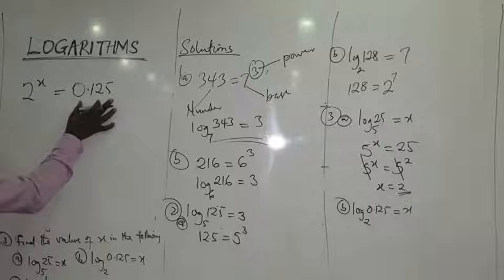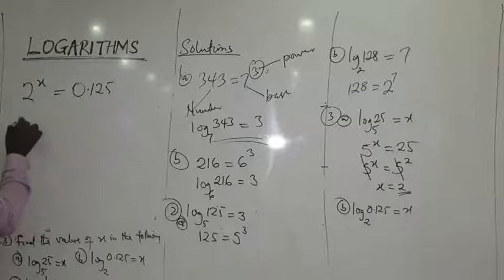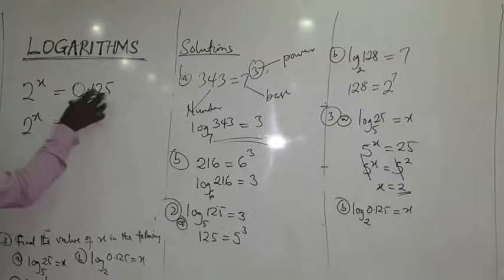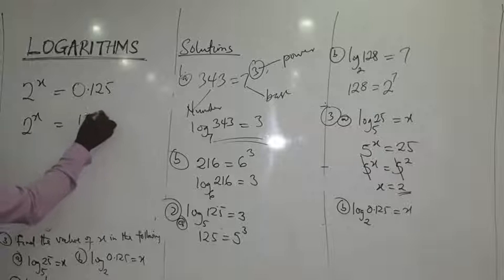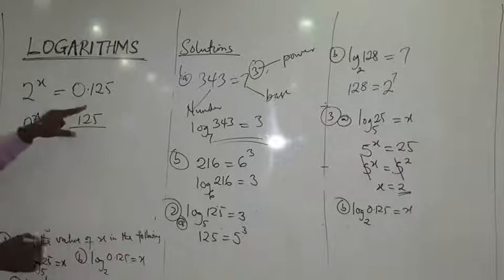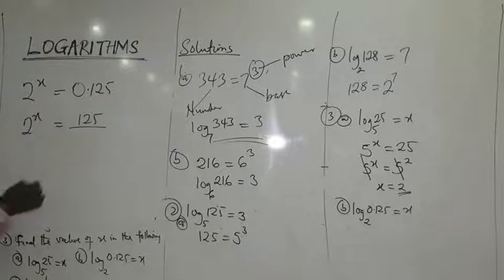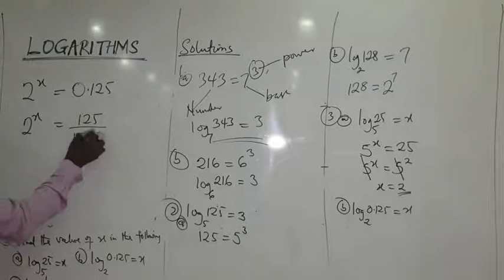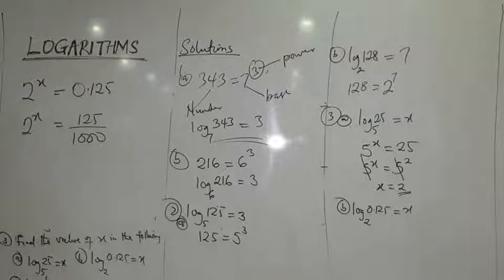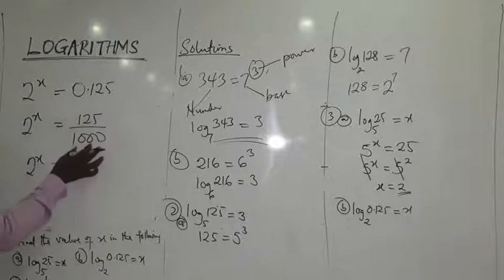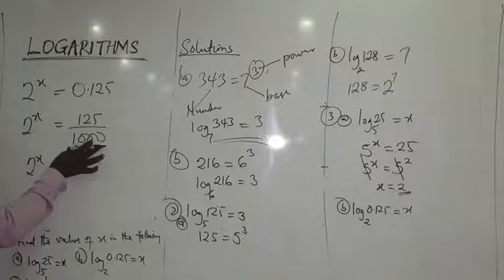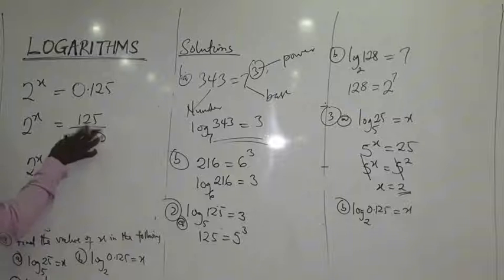0.125. We can also take this one to fraction. 2 raised by x equals 125 divided by, we are taking this to fraction, we divide by what? 1000. I hope I'm making sense. Good. That means 2 raised by x equals 125 over 1000. We can also take them to what?